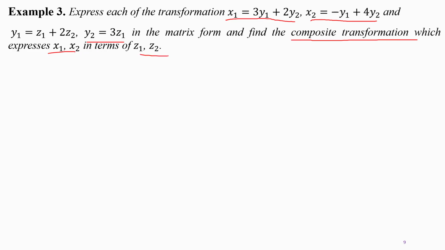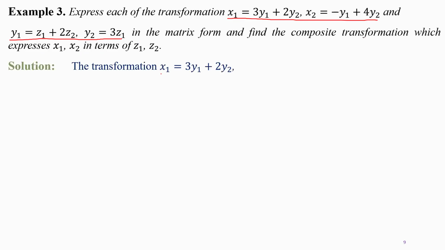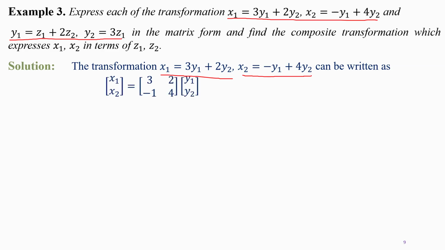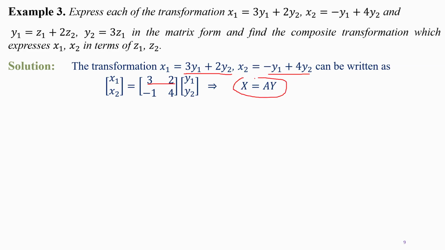So here we have given two linear transformations. One is from x to y, and the second is from y to z. The transformation x1 = 3y1 + 2y2, x2 = -y1 + 4y2 can be written in matrix form: x1, x2, the coefficients of y1, y2 are 3, 2, and the coefficients of y1, y2 are -1 and 4, times y1, y2. Here x is a linear transformation of y.